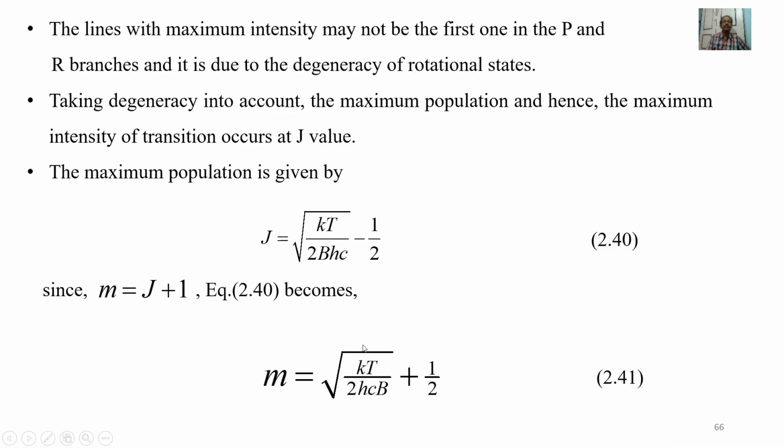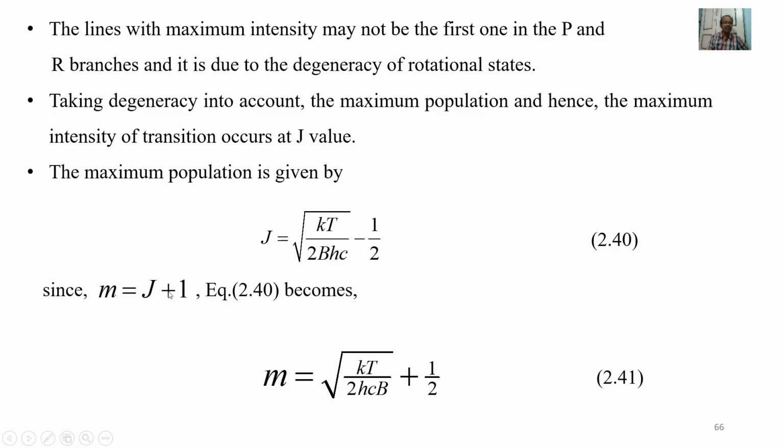The lines with the maximum intensity may not be the first ones in the P and R branches, and this is due to the degeneracy of rotational states. Taking degeneracy into account, the maximum population and hence the maximum intensity of the transition occurs at a particular J value. So we are going to find out the maximum population at J level. The maximum population at J level is given as J equals root of KT divided by 2BHC, minus 1 by 2. Now we know that M equals J plus 1.